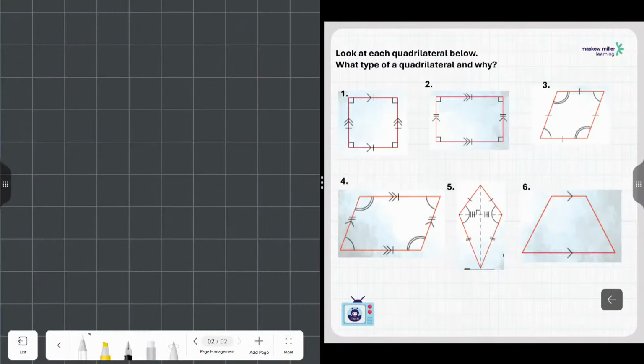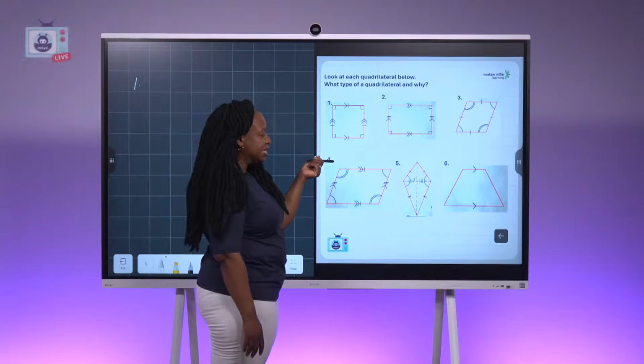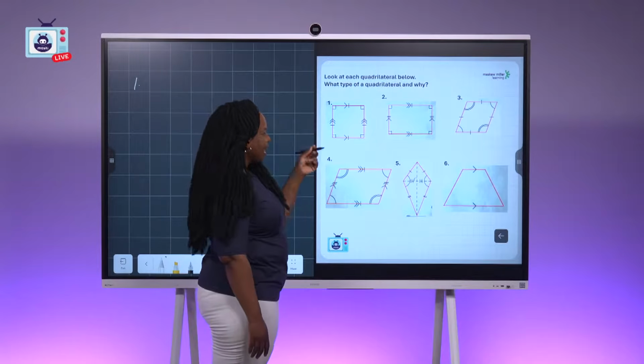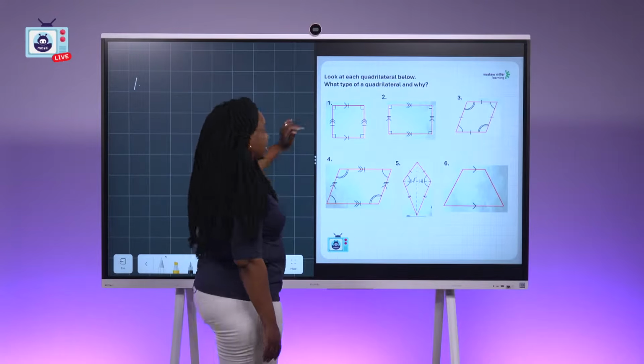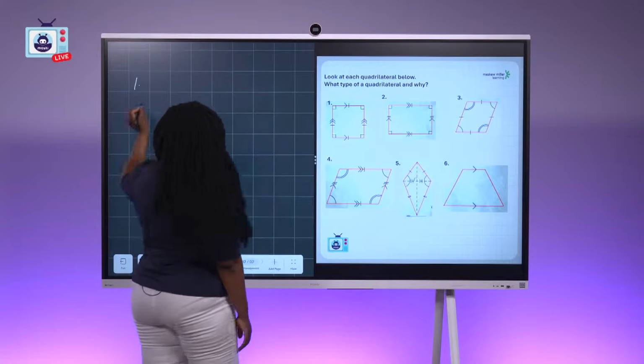Then the second sums were about quadrilaterals. Let's see if we can quickly do that together as well. We are also classifying the same. So in the quadrilaterals, you can see that we have the first one. Can you recall which one is this? What is it looking like? It does look like a square, right? Yes, it is a square. Perfect. So that's a square.